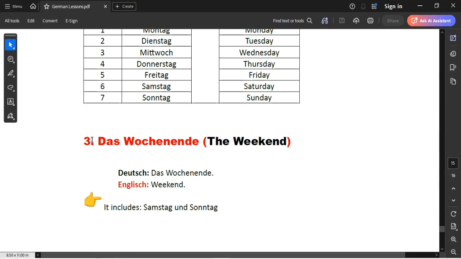Nummer 3, we have das Wochenende, that means the weekend. When we separate this word Wochenende, we have Wochen, which means week, and Ende, which means end, giving us Wochenende. As you can see, in Deutsch we have das Wochenende, and in English we have the weekend. Das Wochenende includes Samstag und Sonntag. Remember, Saturday and Sunday are what make a weekend.